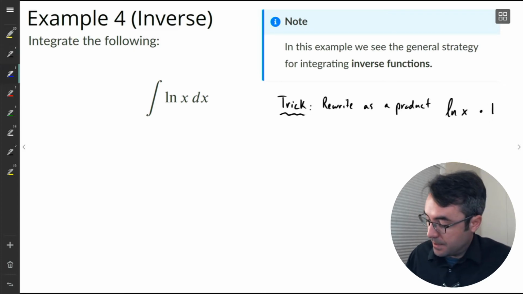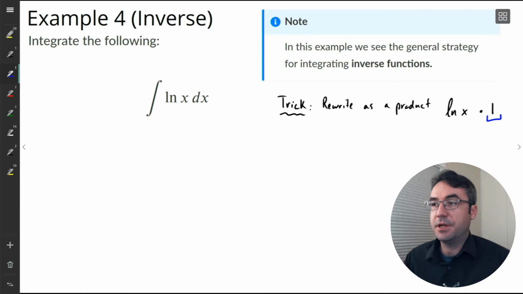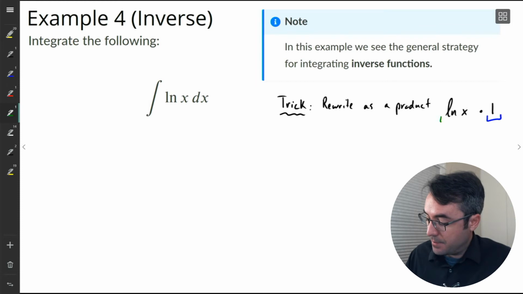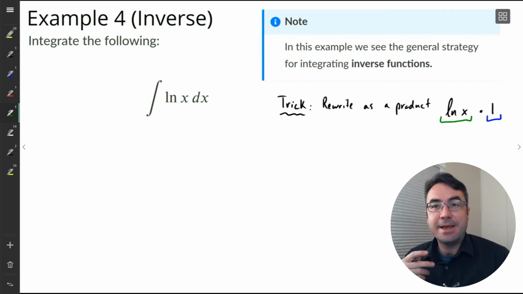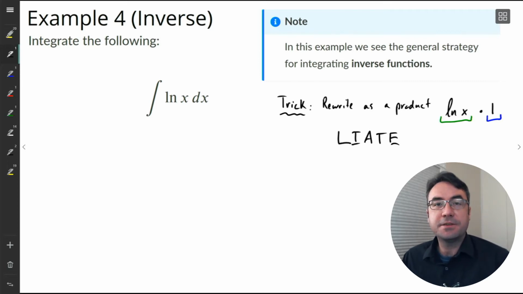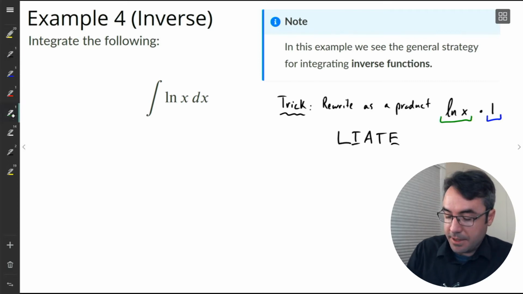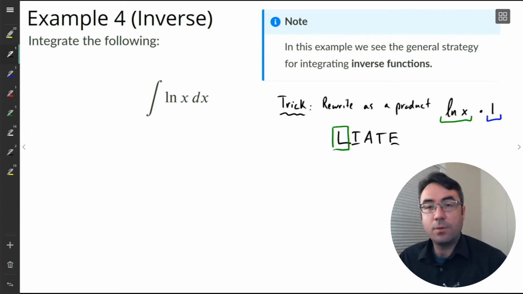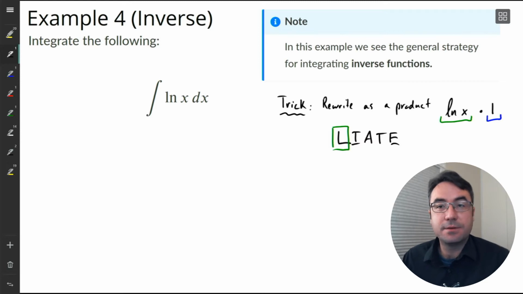So we're thinking we have a part here of our function, 1, and we have a second part here, the main part, which is our natural log. Now we see it as a product, so we're thinking maybe integration by parts might work. So we go to our acronym, and classifying these, we know natural log is a log function. And what is 1? Well, that's just an algebraic function.